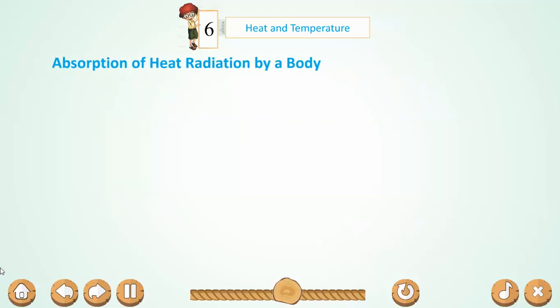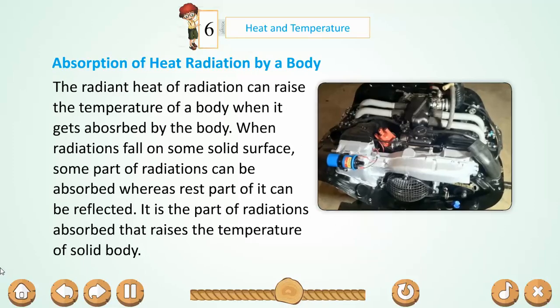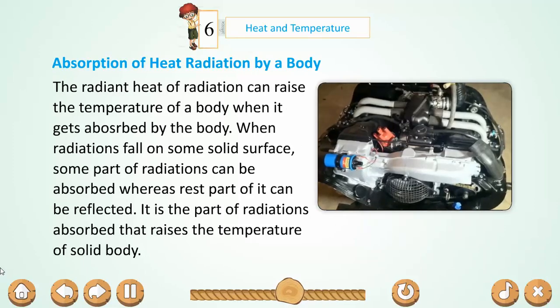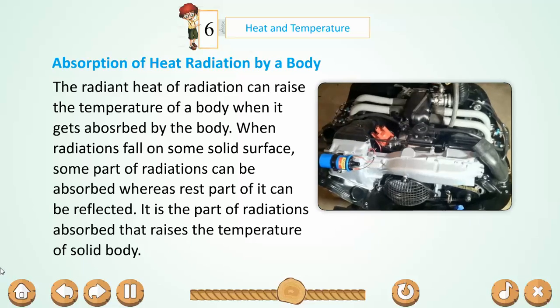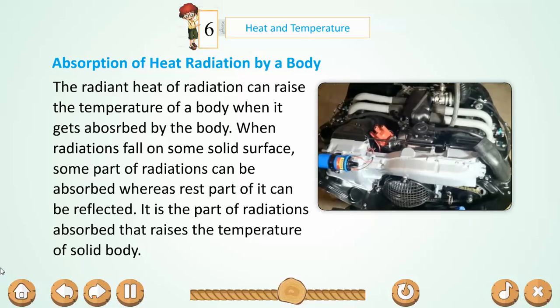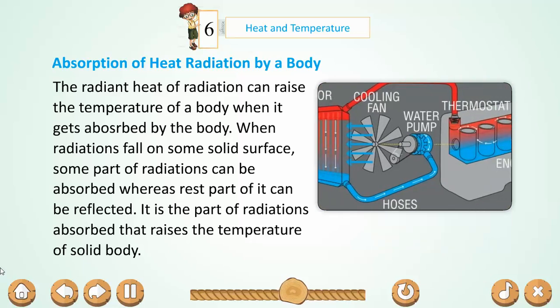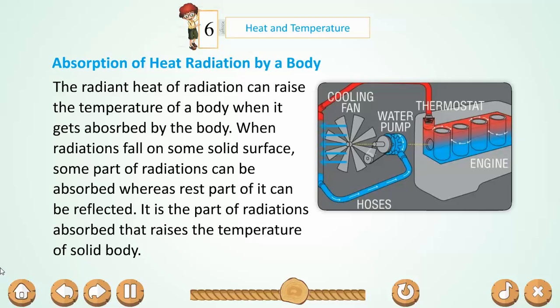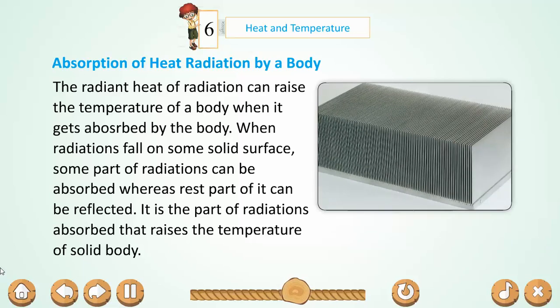Absorption of heat radiation by a body. The radiant heat of radiation can raise the temperature of a body when it gets absorbed by the body. When radiation falls on some solid surface, some part of the radiation can be absorbed, whereas the rest can be reflected. It is the part of radiation absorbed that raises the temperature of the solid body.